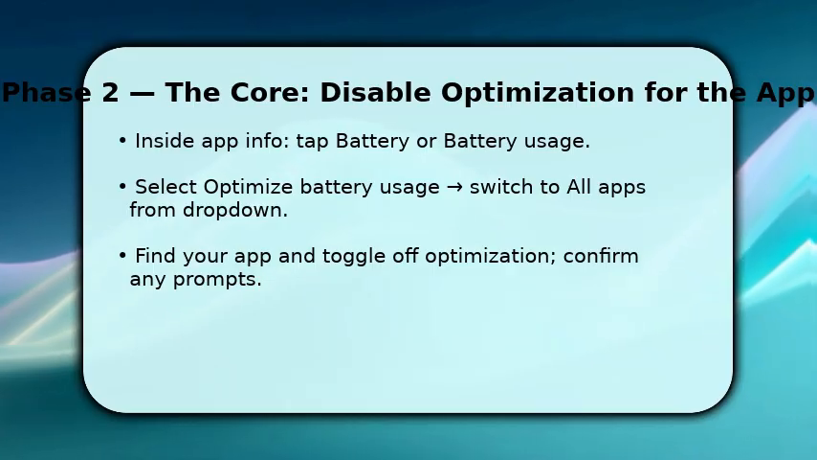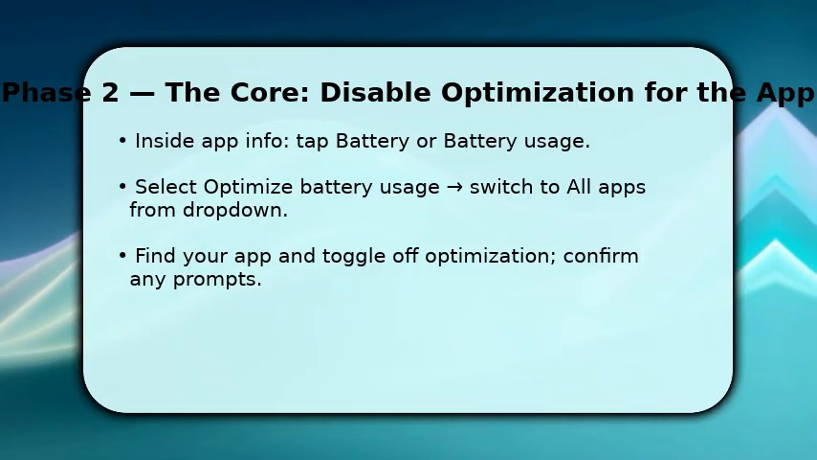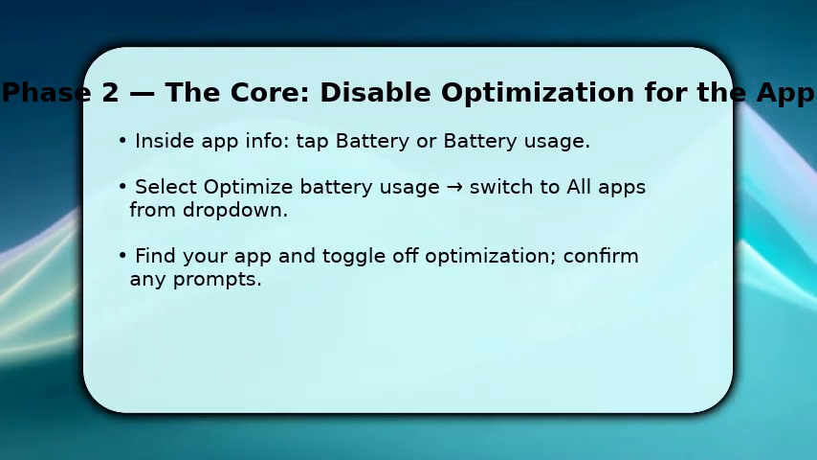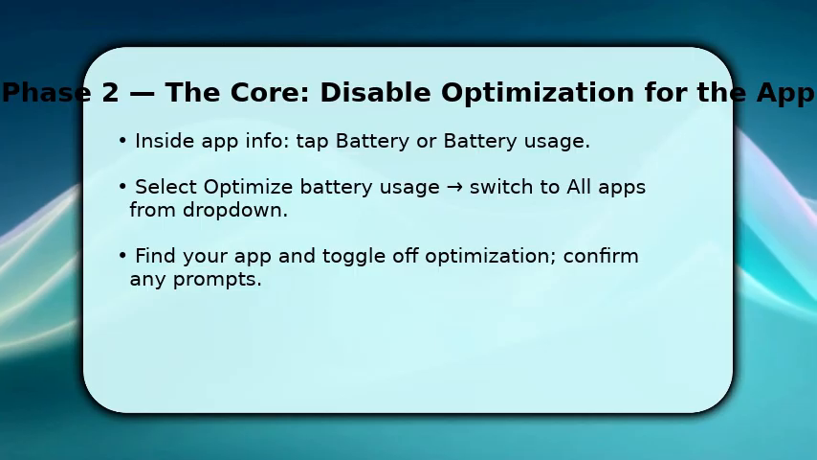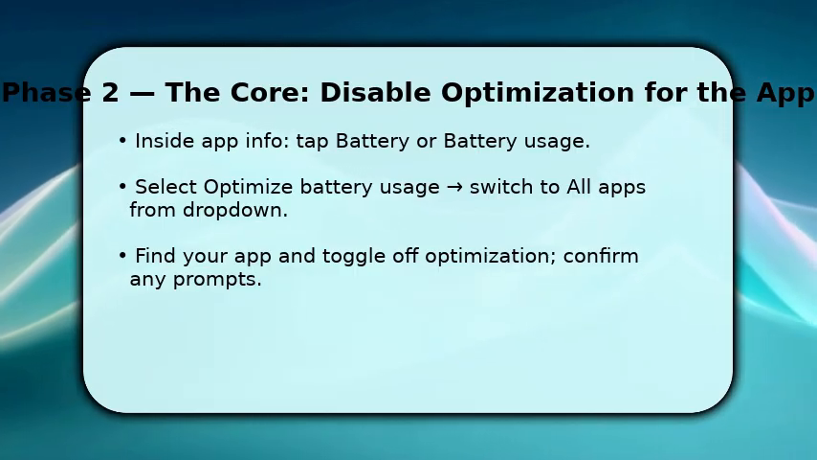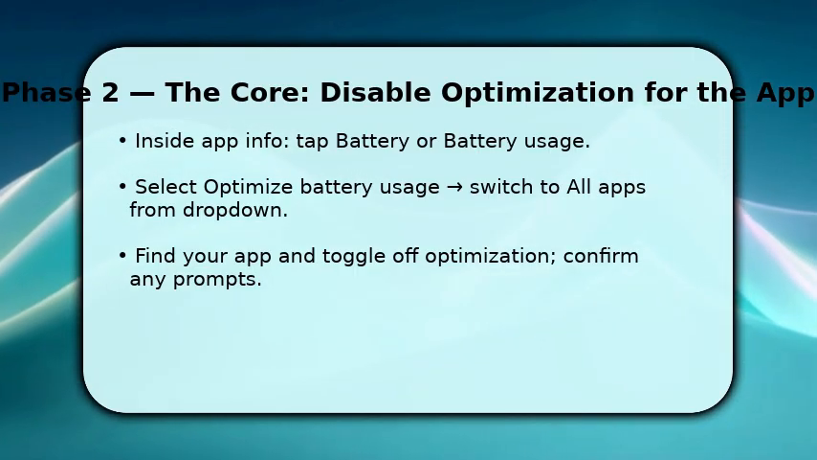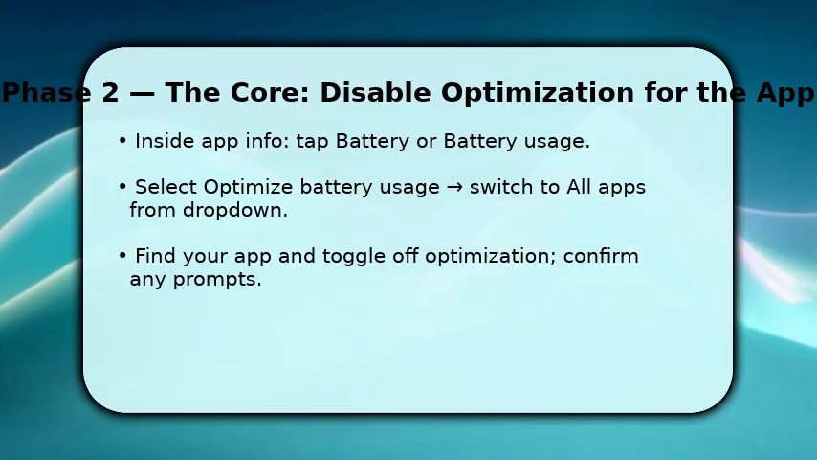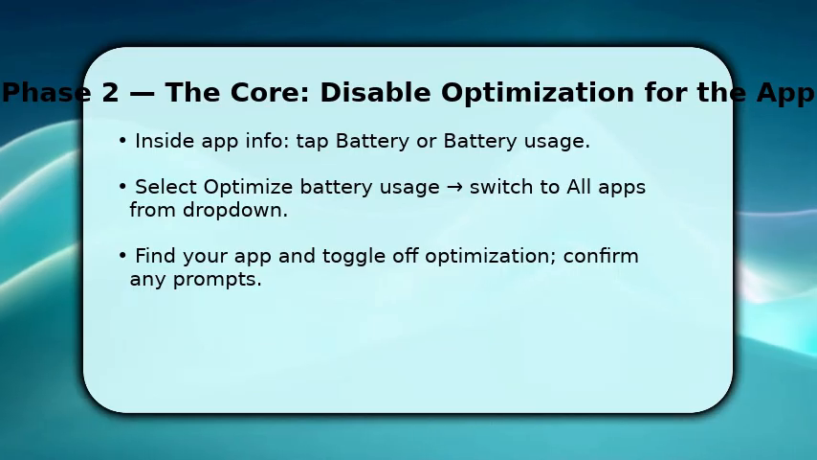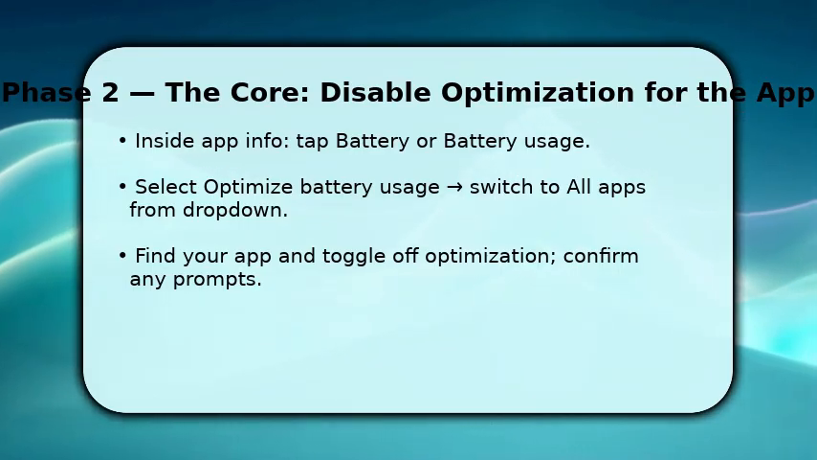Next, open Optimize Battery Usage, then change the drop-down from Default to All Apps so every app is visible. Scroll to your chosen app and toggle off optimization to prevent the system from restricting background activity. If a confirmation appears, accept it. This allows the app to run reliably in background.